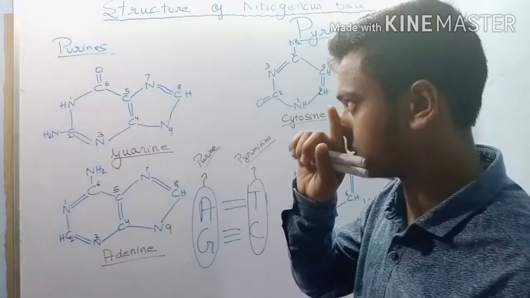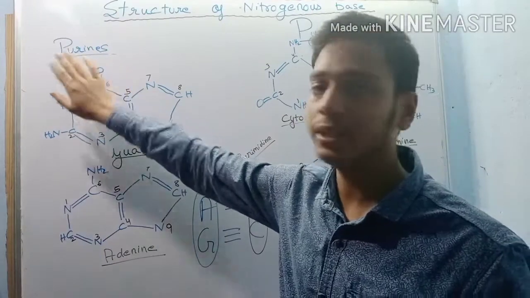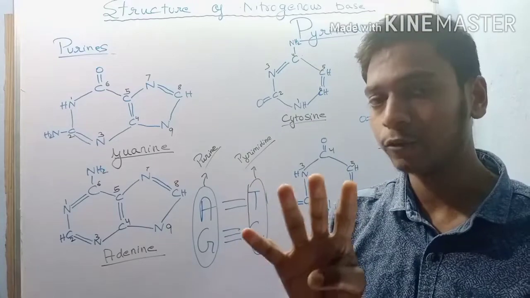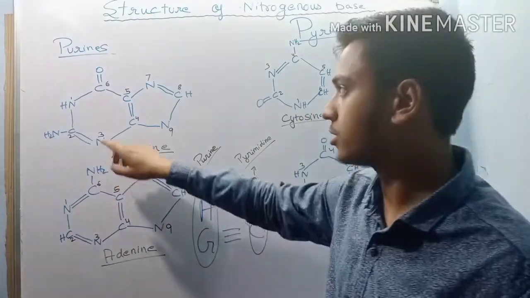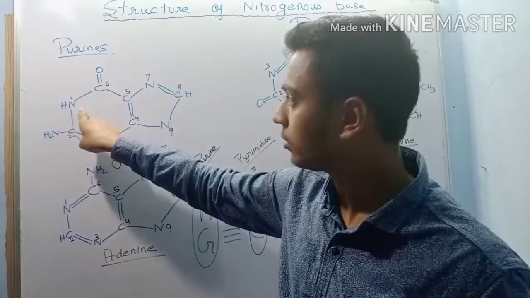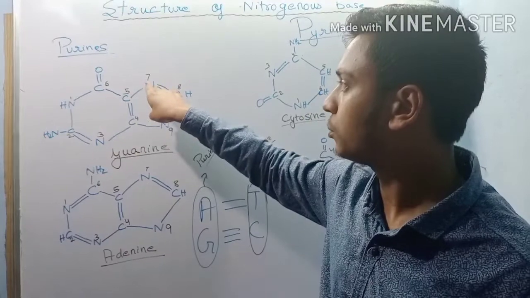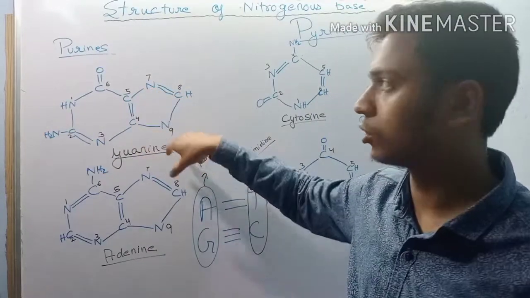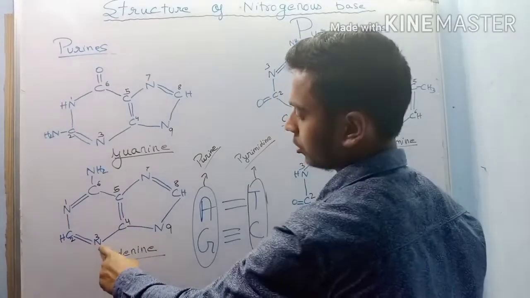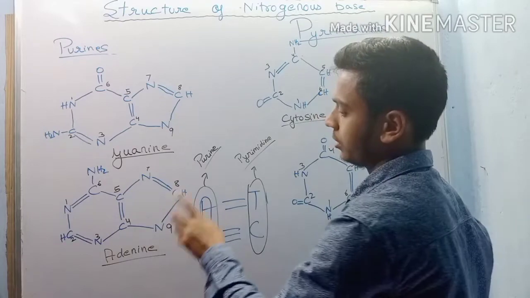Coming to the structure, purine is bicyclic, and nitrogen is present at four positions, that is 1, 3, 7 and 9. You can see nitrogen is present in the first position, 3rd position, 7th position, and 9th position. Here also you can see nitrogen in the first, third, 7th and 9th position.